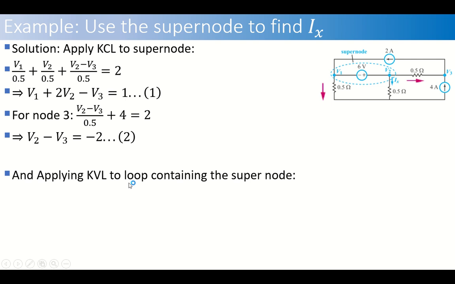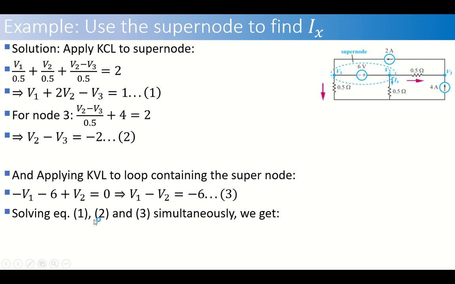Applying KVL to the loop containing the super node, you can see that we can start from here. Voltage is minus V1 minus 6 plus V2 is equal to 0. Or we can rearrange this equation in standard form: V1 minus V2 is equal to minus 6. Let's call this equation number 3. Now we have three equations in three variables, so we can easily solve using a system of linear equations.